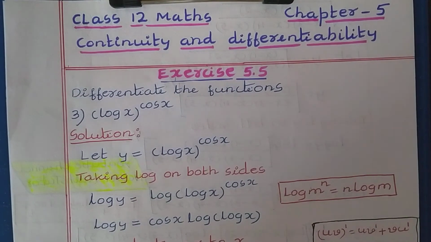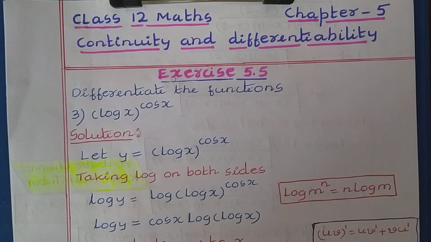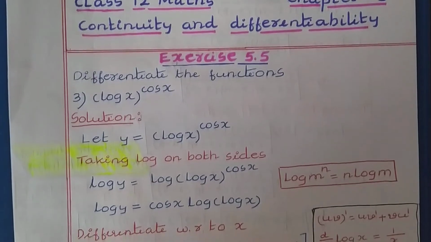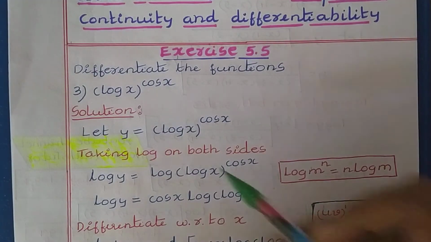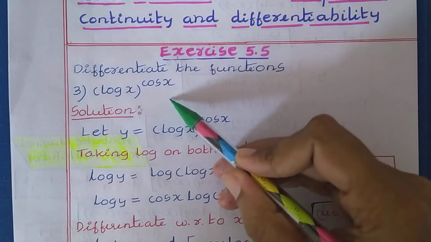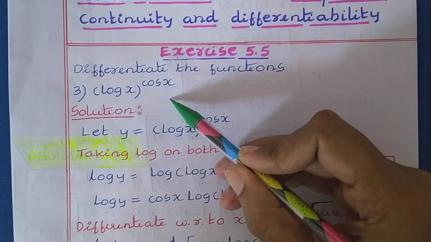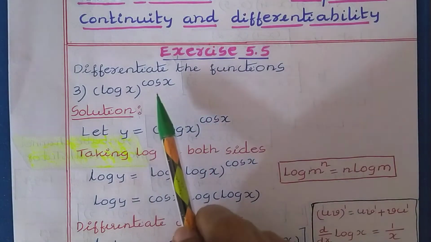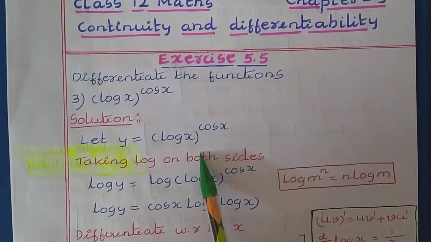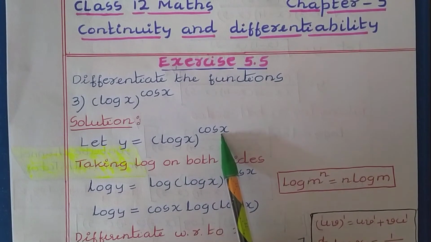In today's video, let us discuss exercise 5.5, question number 3 and 4 solution. (log x)^(cos x). We have to differentiate this. This we can differentiate by applying the logarithmic differentiation. So first let us take this given function as y is equal to (log x)^(cos x).